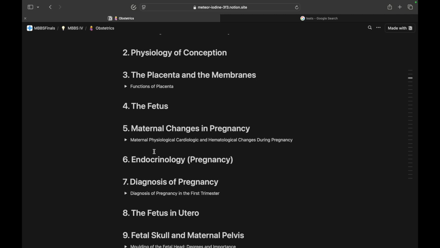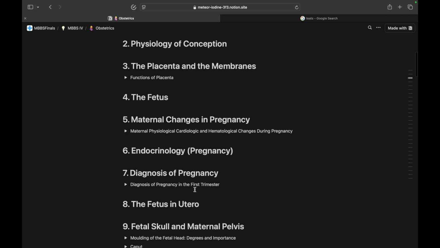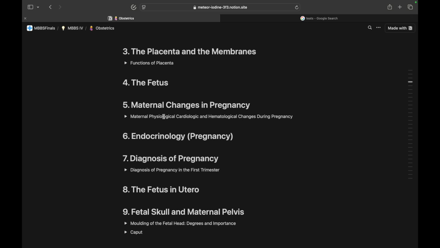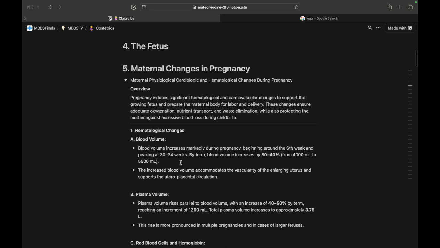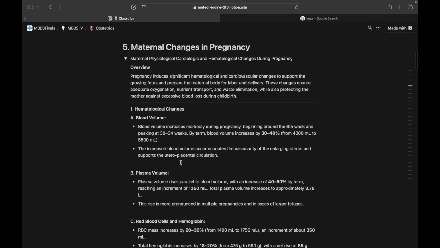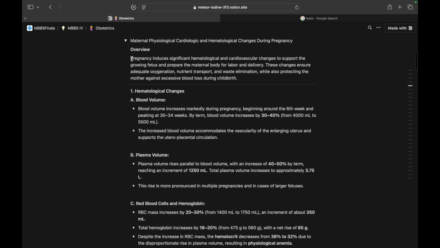Next, coming to the maternal physiological and cardiological changes during pregnancy, which include the cardiologic and hematological changes, both of which are very important. The rest of them are important too, but from an exam perspective, these both are very important. Coming to an overview of what it entails.